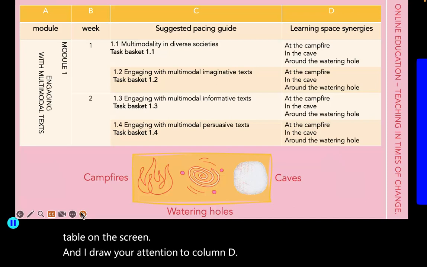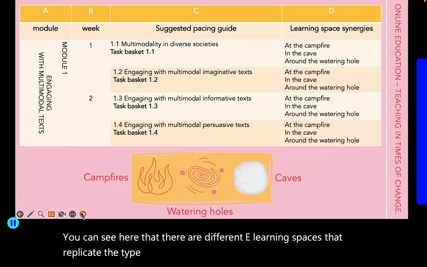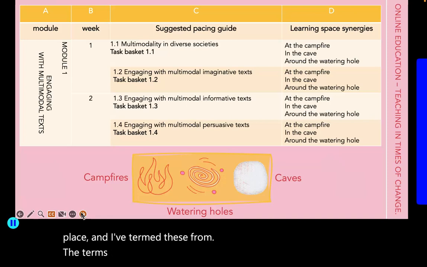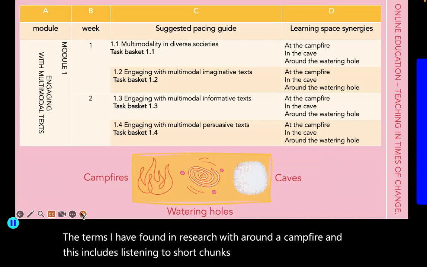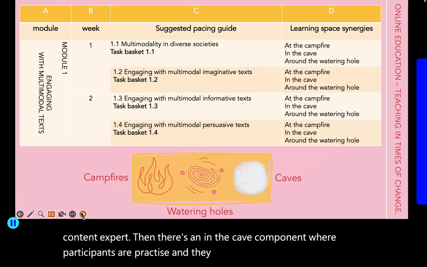You can see here that there are different e-learning spaces that replicate the type of synergy or interactions that will be taking place. And I've termed these from the terms I found in research, with around a campfire. And this includes listening to short chunks of subject content from the content expert. Then there's an in the cave component where participants practice and they play in e-learning sandpits.